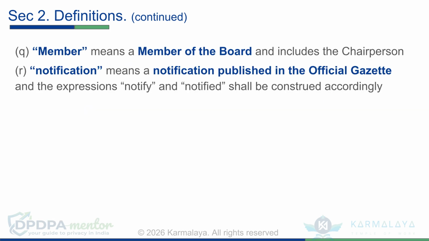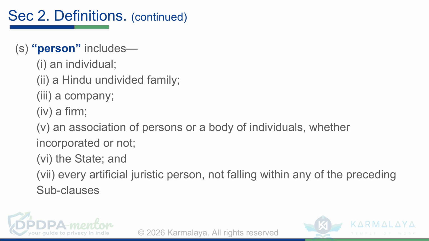Per subsection Q, a member is a member of the Board, including the Chairperson. Notification means a notification published in the Official Gazette, and the terms notify and notified are construed accordingly, as per subsection R. The definition of person, as given in subsection S, is broad, including individuals, Hindu undivided families, companies, firms, associations of persons, the State, and any artificial juristic person not already covered.